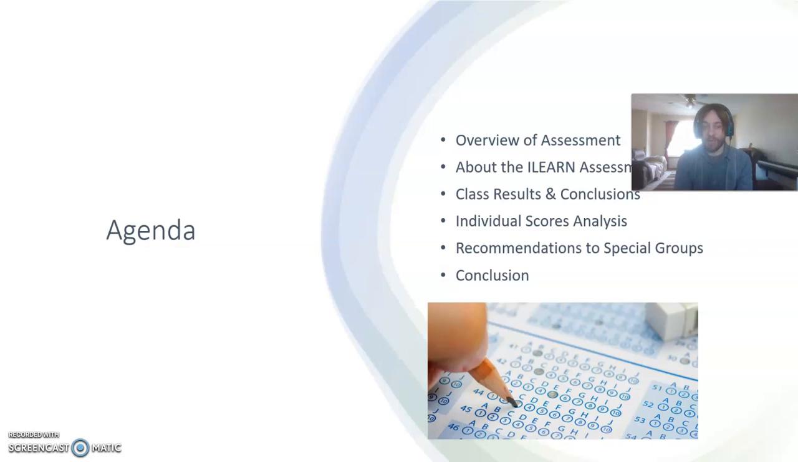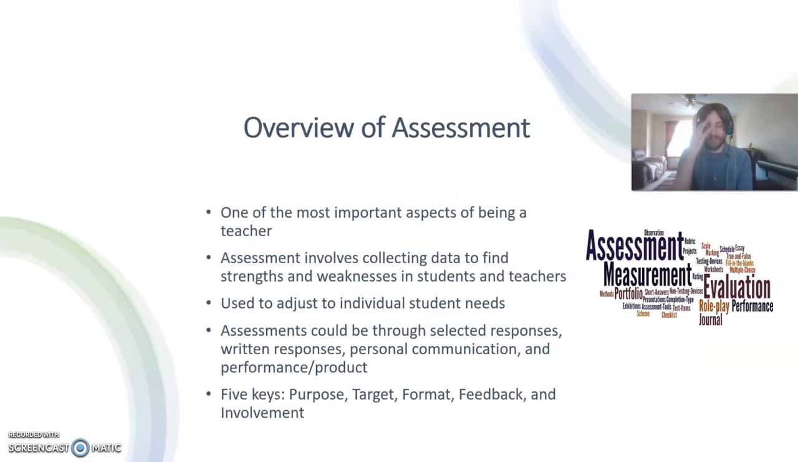In this presentation, I will give an overview of assessment. We will talk about one type of assessment called the I-loan exam, and then we will take a look at class results and make conclusions on those class results for a fourth grade math I-loan exam. Then we will take individual scores from the class results and make analysis so that we can make recommendations to put the class into special groups based on their needs. Then we will conclude the slideshow.